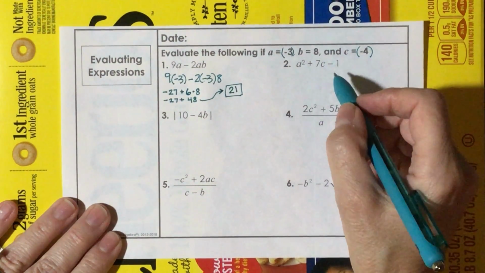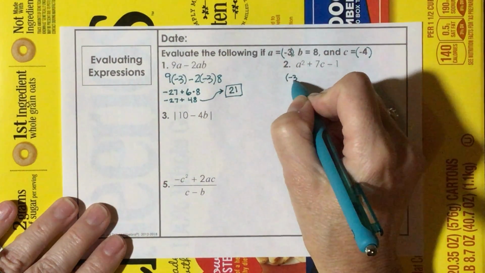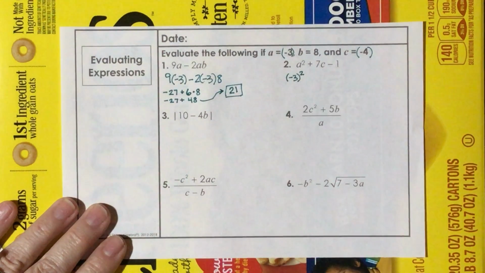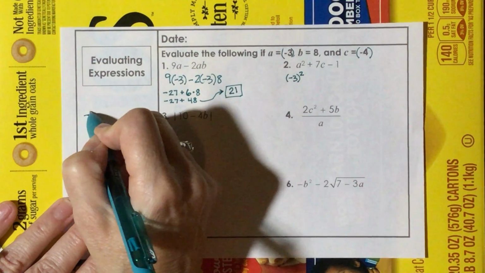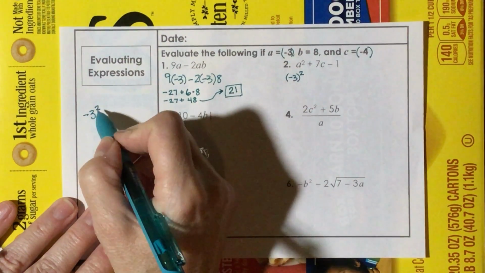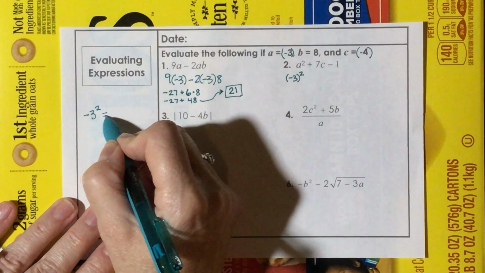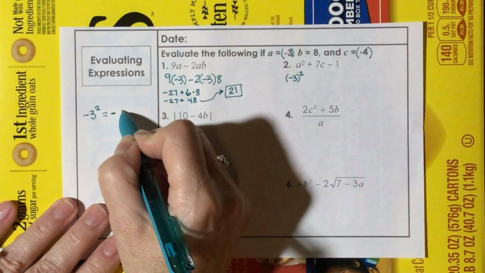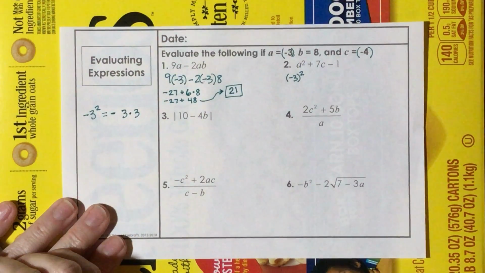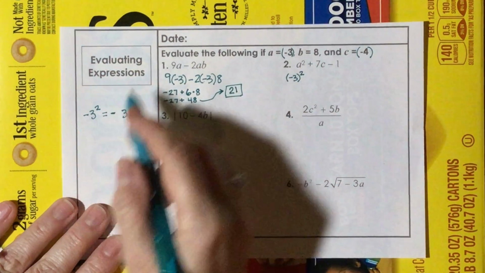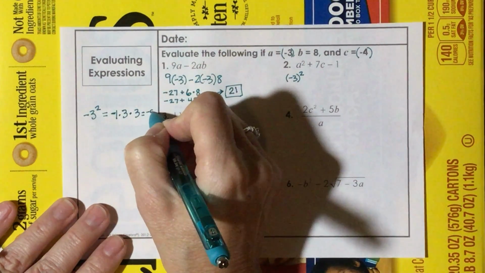All right, for number 2, A is -3. This is really important that you have it in the parentheses now because there is a difference here. -3 squared means we are squaring the 3 and only the 3. So that equals a negative, and then it's 3 times 3. Okay, so that's a -1. That negative out front is an implied 1. So that would actually equal -9.